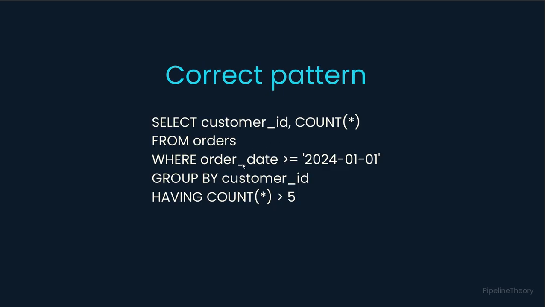If you see in this slide, with the where condition you are filtering the data, and later you're segregating the customer IDs, like having count greater than 5, which means you're keeping only those customers whose count is greater than 5. So that is the main purpose of using the where and having conditions.